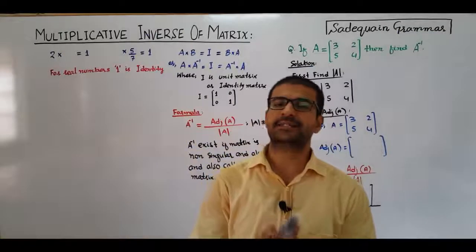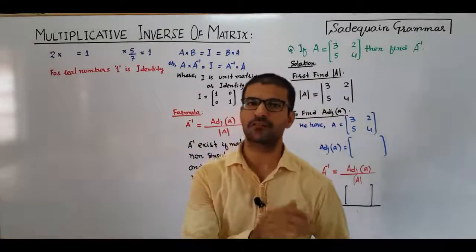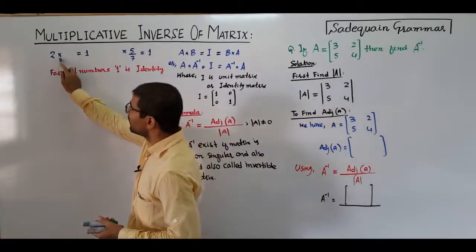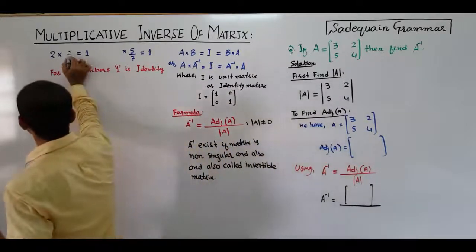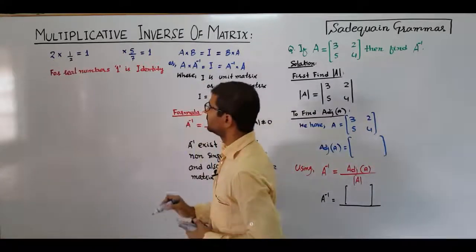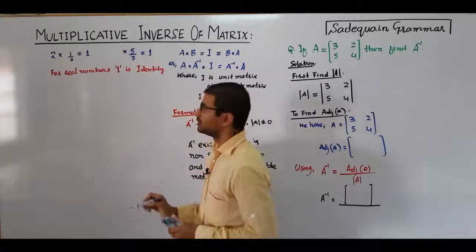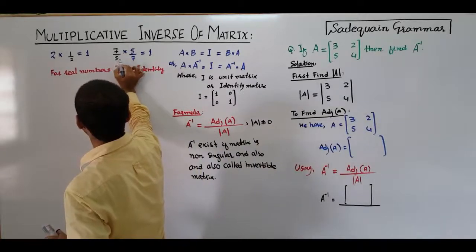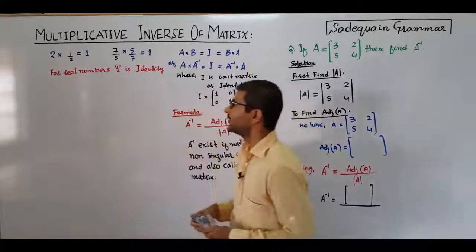Students, now we have the next topic, multiplicative inverse of matrix. In short, inverse of matrix. Students, 2 multiplied by what is equal to 1? Half, the reciprocal of 2. What multiplied by 5 by 7 equals to 1? 7 by 5. This is the reciprocal of 5 by 7.